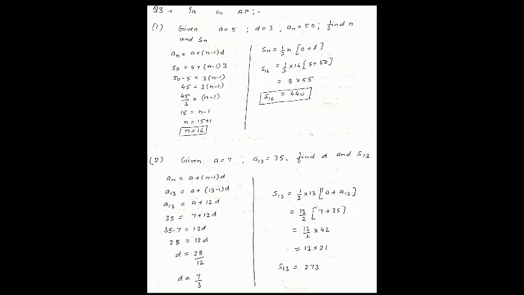Okay, so S13 is equal to 1 by 2 into 13 in bracket A plus A13. As the 13th term is given to us, A13 is given as 35, so we will put the value of A13 as 35. 35 plus 7 will be 42. So 13 by 2 multiplied by 42; 42 and 2 will get simplified, so it will be equal to 13 into 21. After multiplying it will be 273.